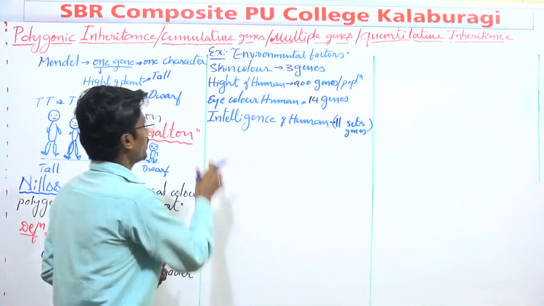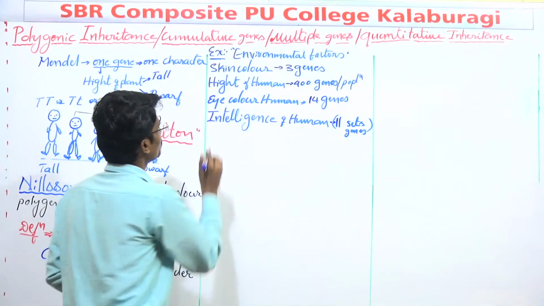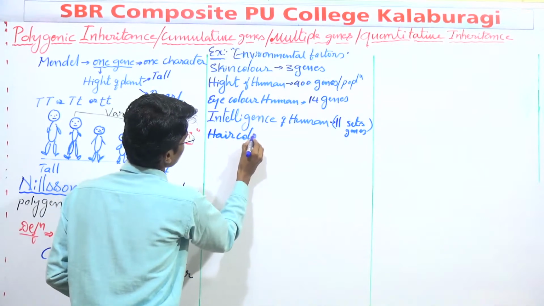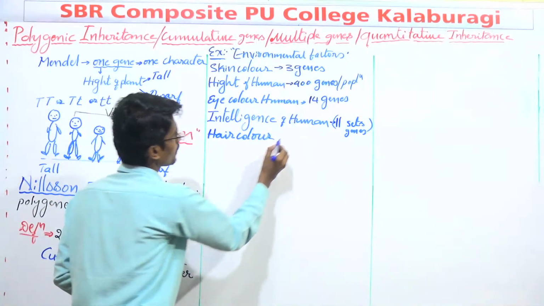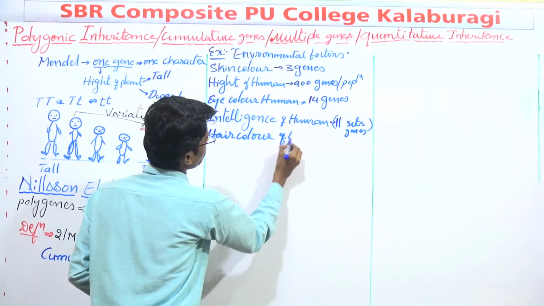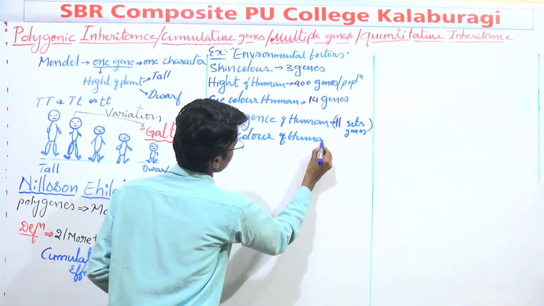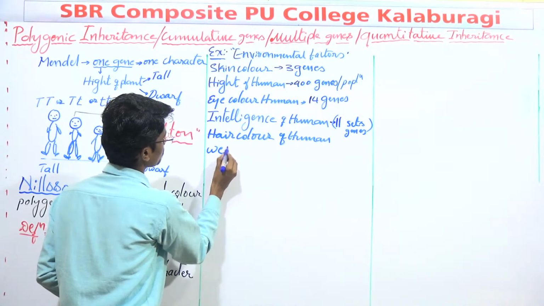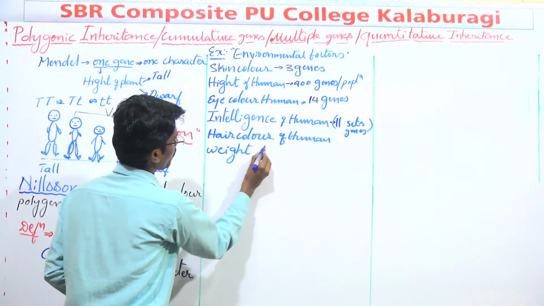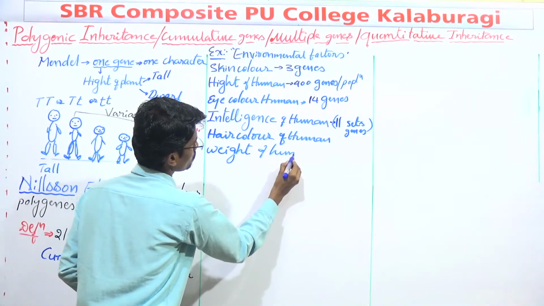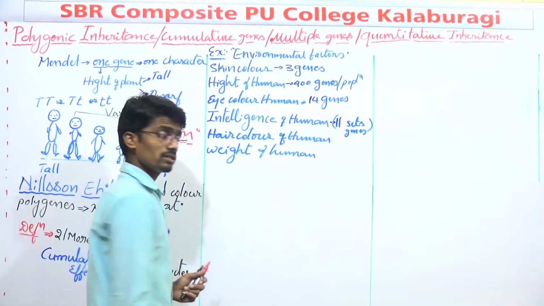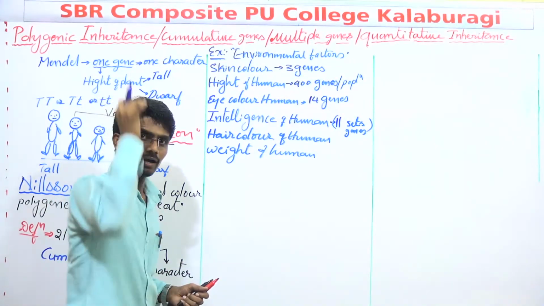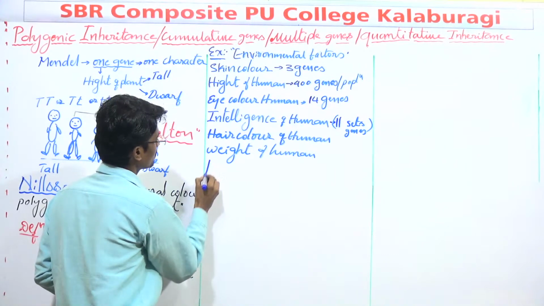Okay? And after human intelligence, you should go for another example: hair color. Okay? Hair color of what? Human. Got it? Next one is weight. Weight of human. It is also under the control of what? Many genes. Got it?